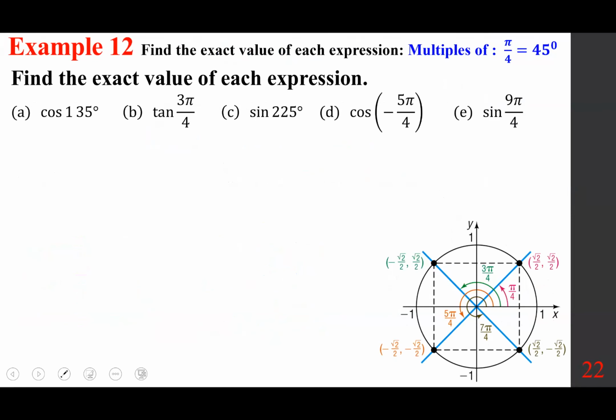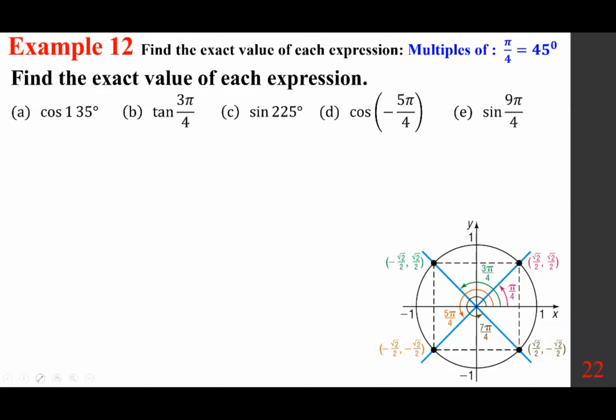All right, let's continue with the thoughts. Find the exact values of each expression, where we are reminding everybody of pi over 4. Cosine and sine are identical, square root of 2 over 2. If you continue to go to the third quadrant, this is 5 pi over 4. If you go to the second quadrant, it is 3 pi over 4. If you go to the fourth quadrant, it is 7 pi over 4. All of them have pi over 4 as what we call a reference arc.